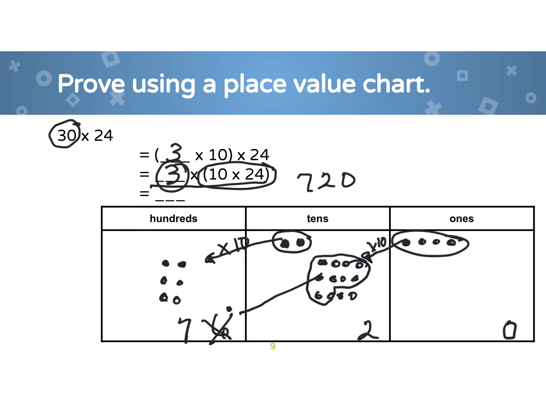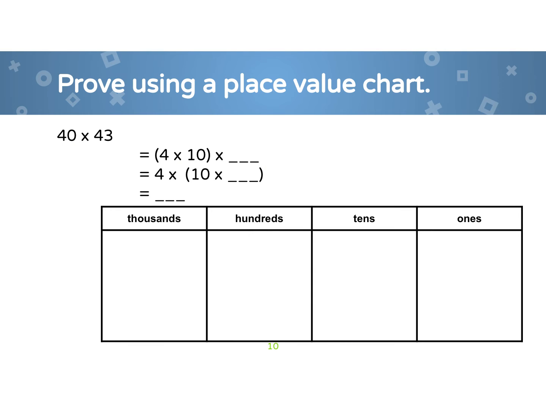If you're home with your homework tonight, after you do these steps, go back to your calculator if you want to, just to check to make sure that you're actually proving that the associative property works. Just type into your calculator 30 times 24 and see if you get 720. You're just trying to prove that the associative property for multiplication works. Okay, let's try it again.